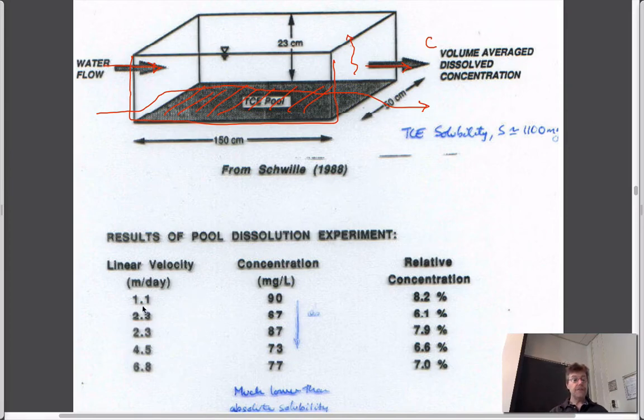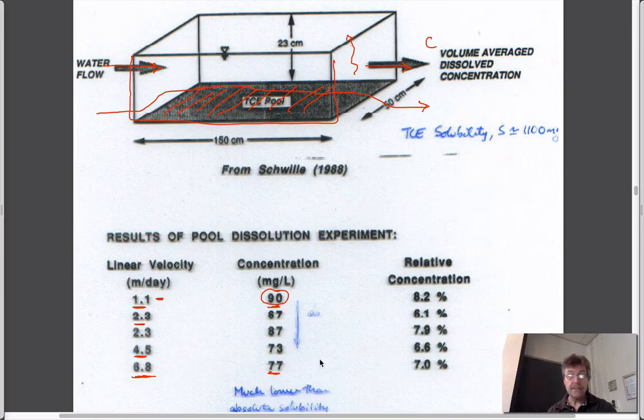And if you change the velocity across the sample from 1 meter to 2 meters to 4.5 meters to 7 meters per day, so in other words, 1 meter a day would mean it would take a day and a half to fill one pore volume of this tank from one side to the other, and you look at the concentrations on the downstream side, then at very low velocities, it's relatively high concentrations. At very high velocities, it's relatively low concentrations.